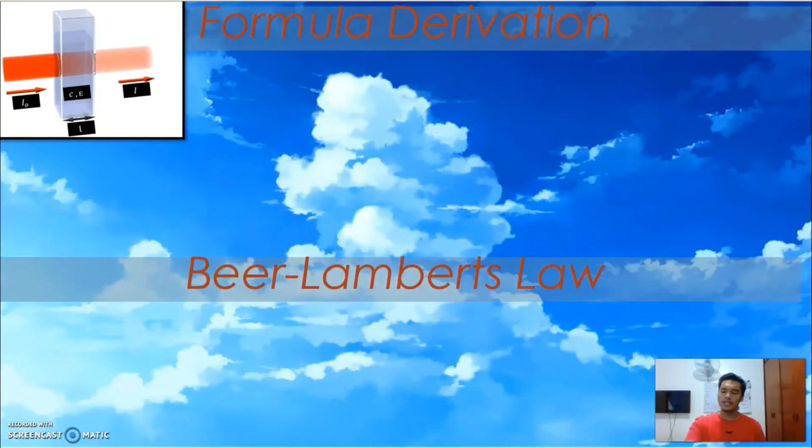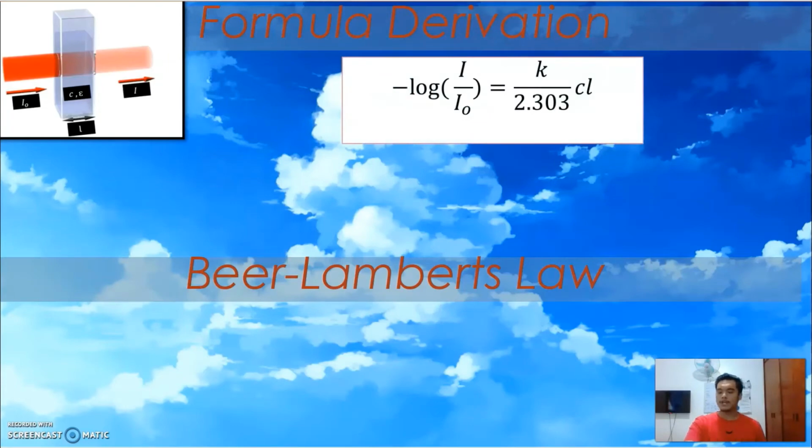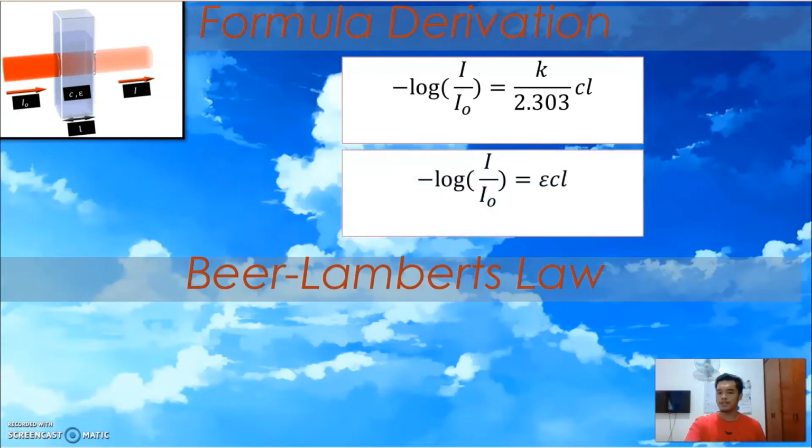Therefore, we can say that this expression, k over 2.303, let's exchange this to an easier symbol, which is epsilon. Epsilon times concentration times cell pathway is equal to the negative log of light intensity aftermath over light intensity origin. And this is Beer-Lambert's law.